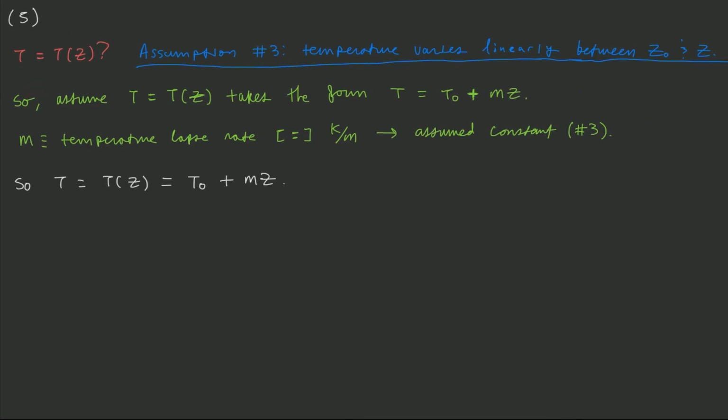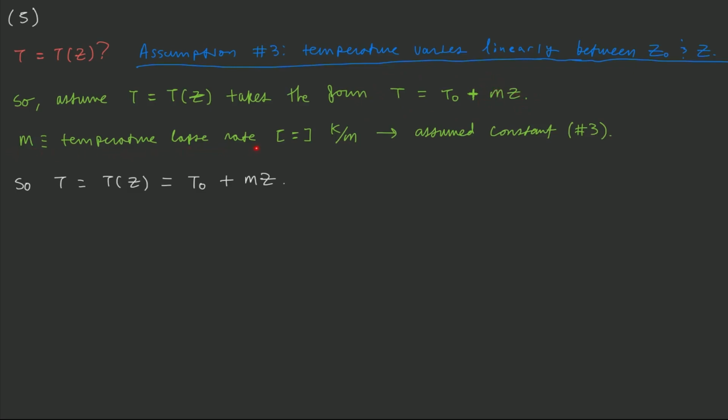If we end up assuming, again, as we have, that the temperature varies linearly between z0 and z, then we can assume that the form T equals T of z looks like T equals T0 plus mz, where T0 is our temperature at the reference level, T is our temperature at some arbitrary z, m is a constant linear slope, and z is just the distance from z0 to z, right? Some distance h, essentially. So if we assume that the temperature varies linearly between our 2 points, then our temperature could be described by this equation right here, where m is essentially the slope of the line.